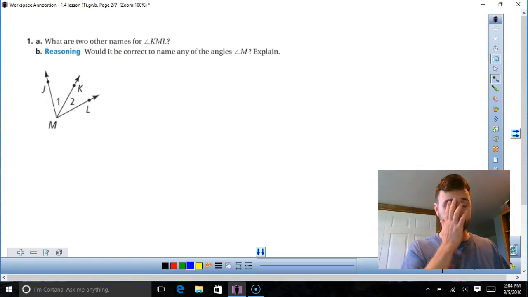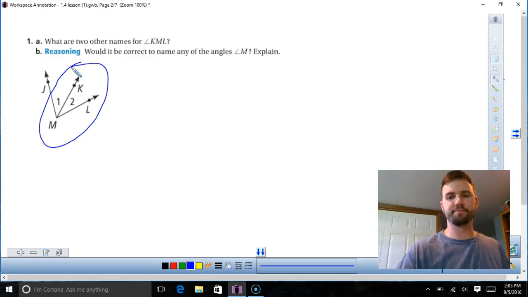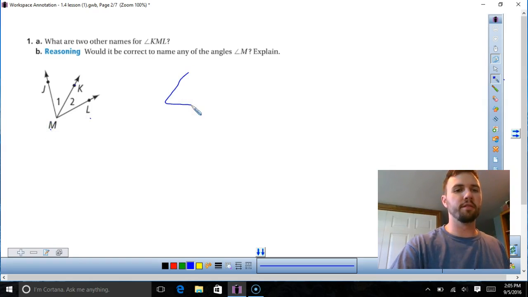I can't. Alright, so let's take a look at this one. They want to know what are two other names for angle KML. I'm going to use my touchscreen. So two other names for KML. We're looking at this angle right here, right? First off, we said KML before, right? So we could call it angle LMK.